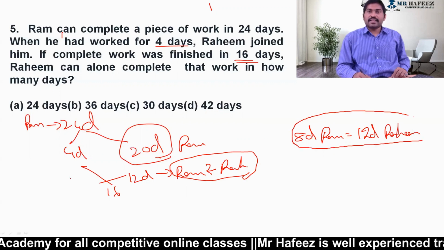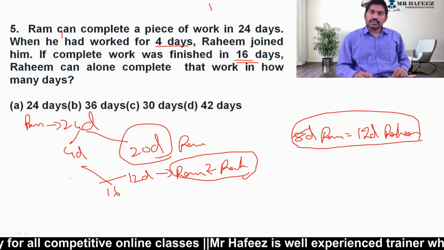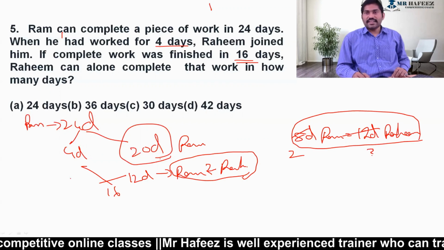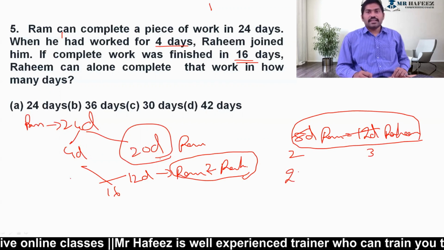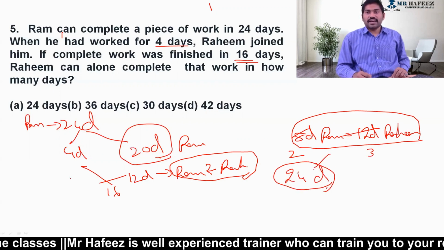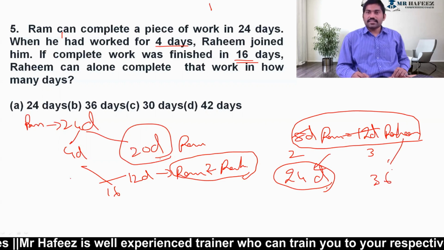That I can analyze from here. So 8 is 2 times 4, 12 is 3 times 4. That means 24 days of work by Ram is 36 days by Rahim.